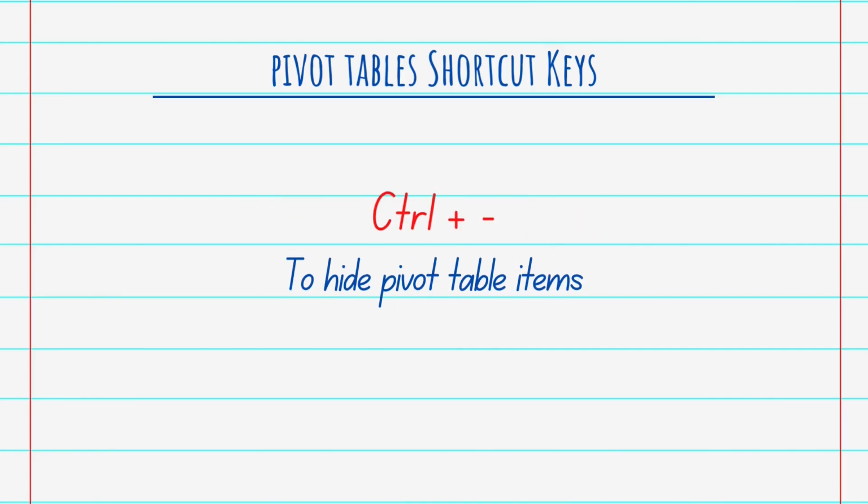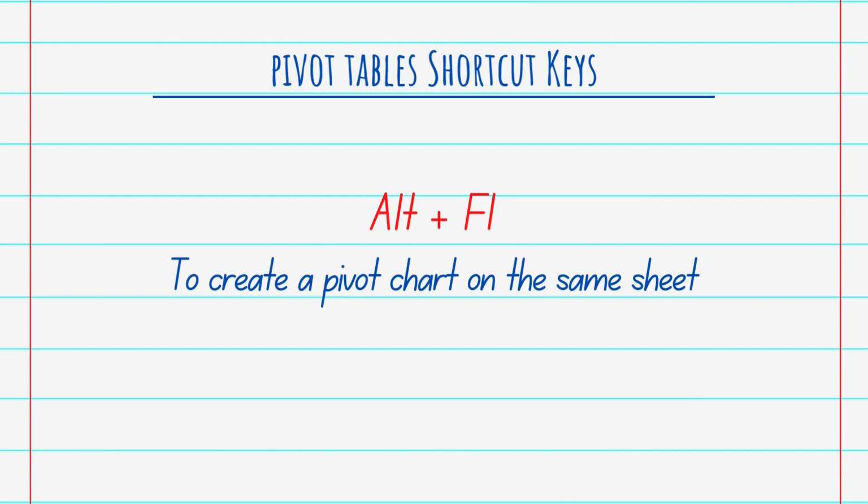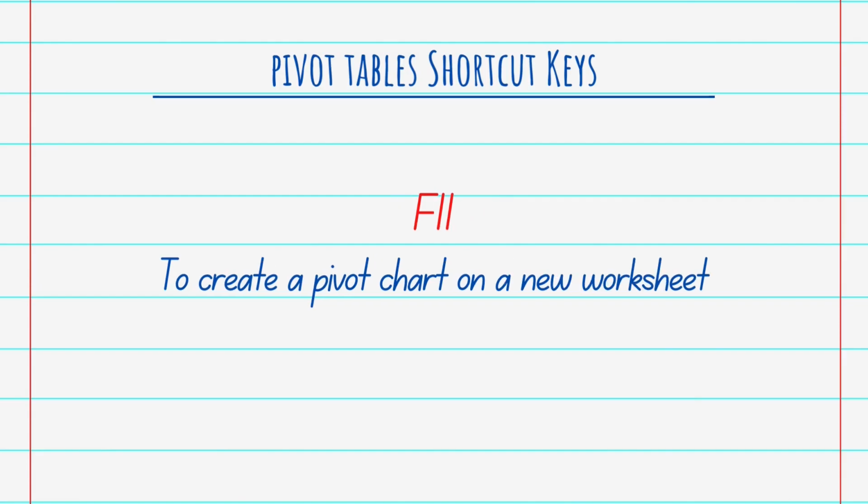Ctrl plus minus to hide pivot table items. Alt plus F1 to create a pivot chart on the same sheet. F11 to create a pivot chart on a new worksheet.